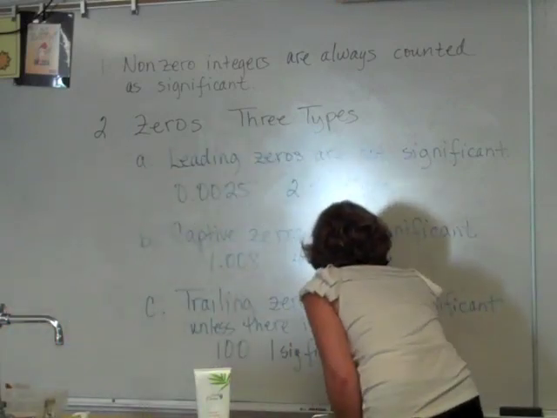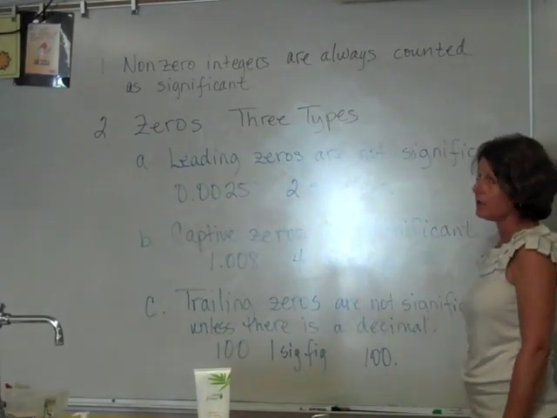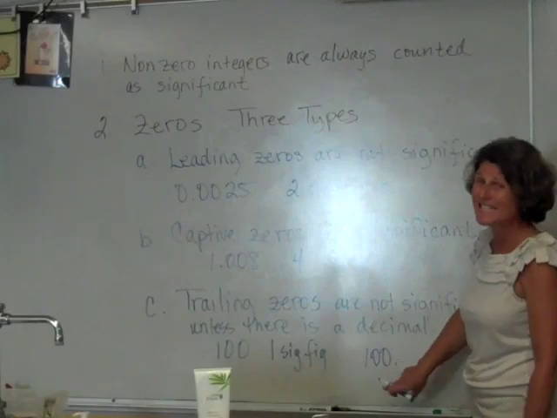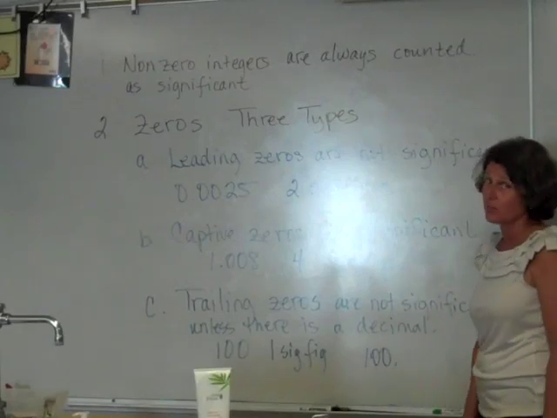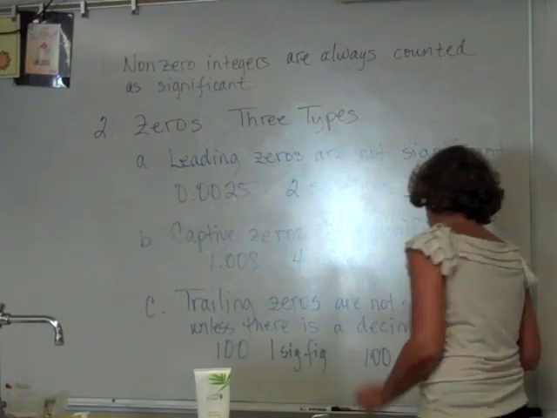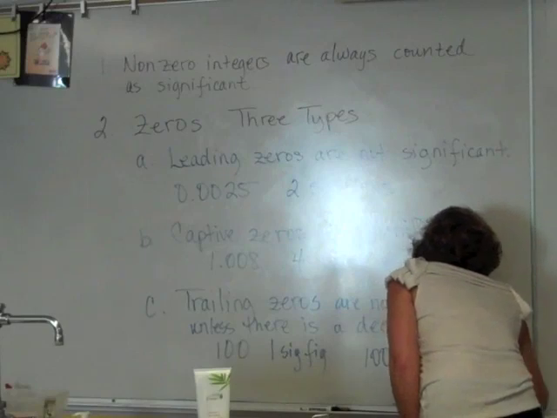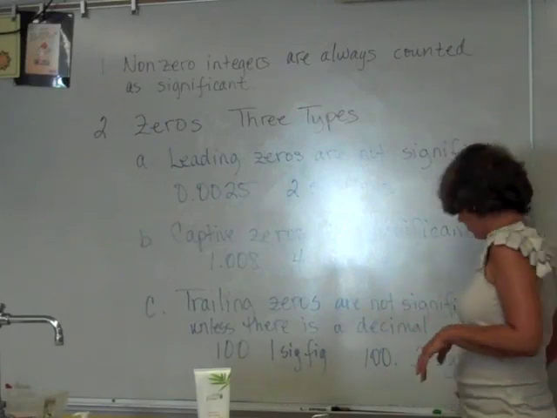So 100 point, right? I've got a decimal point here. That tells me we have measured this number exactly to 100. And so 1, 2, 3, this number has 3 sig figs. Now, in calculations, what do we do?